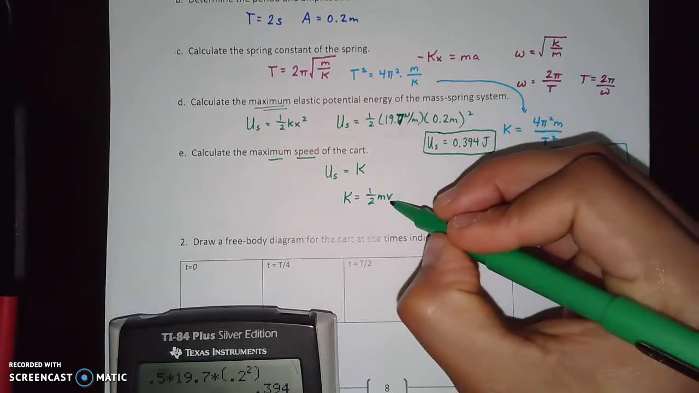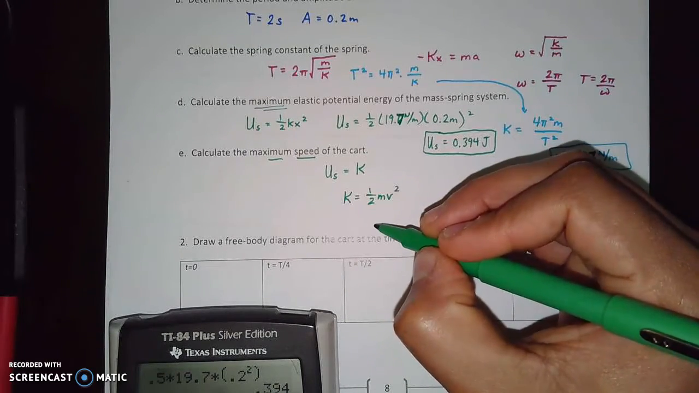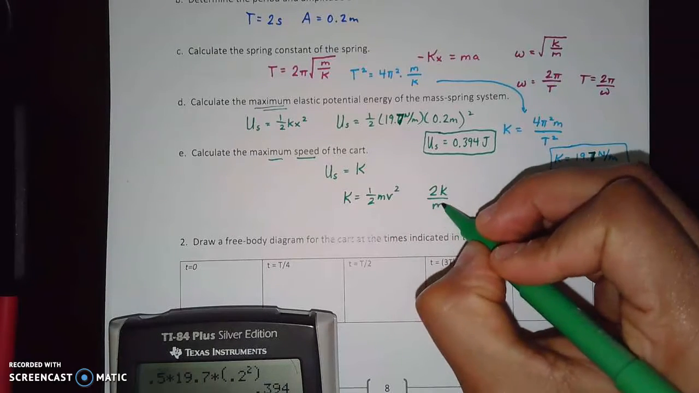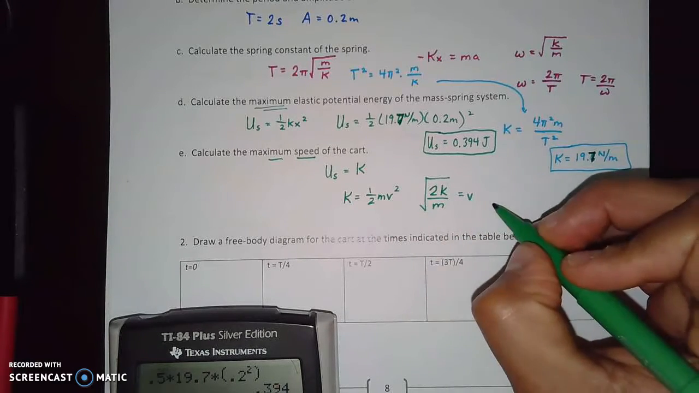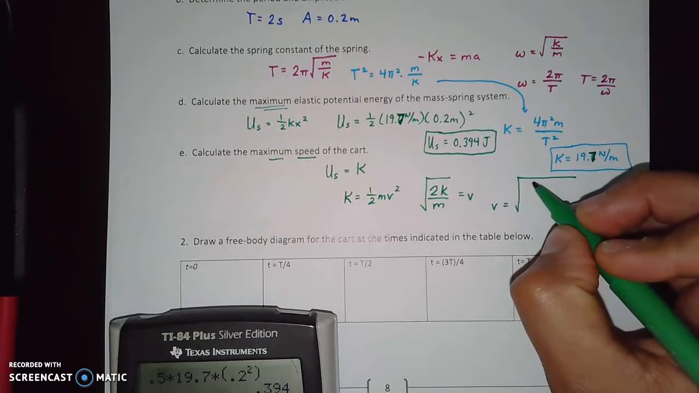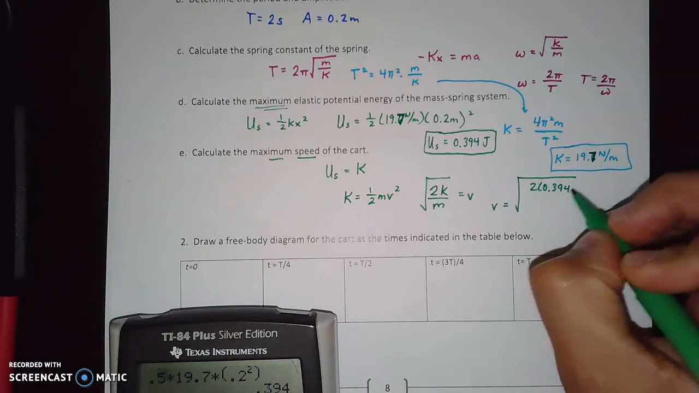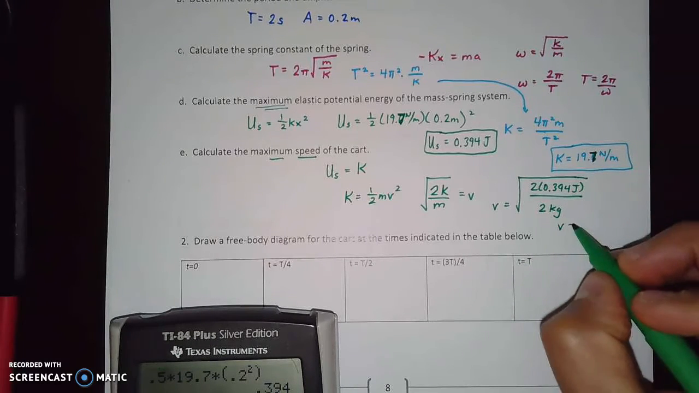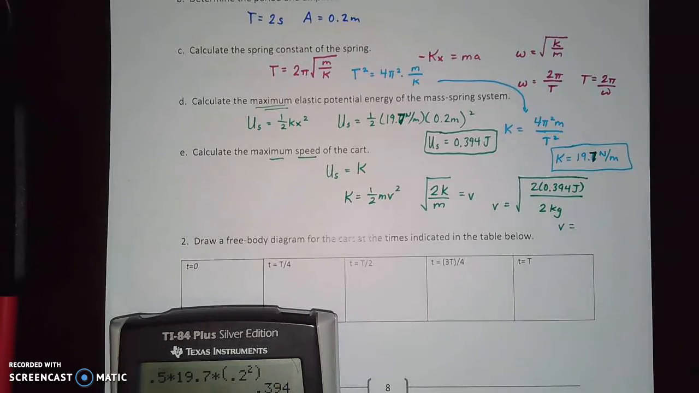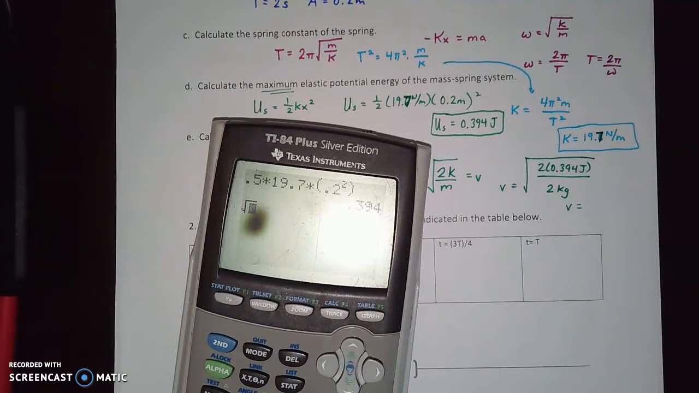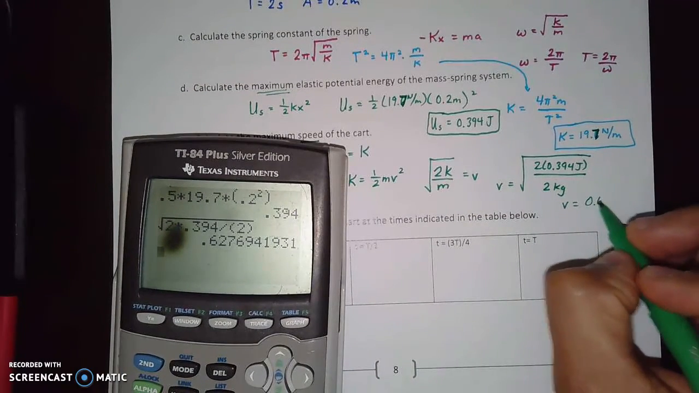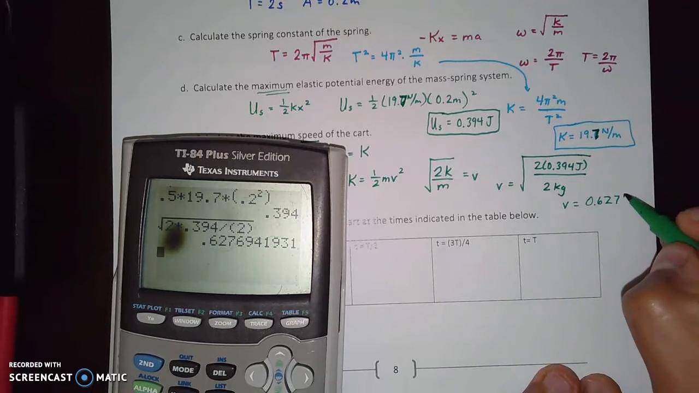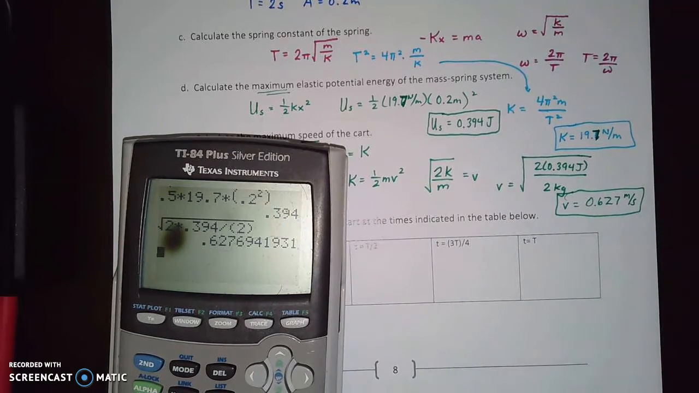So then I can figure out what this maximum speed is by going through and solving. My maximum speed is going to be the square root of 2 times 0.394 joules over 2 kilograms. Or, let's see, the square root of 2 times 0.394 divided by 2. That's 0.627 meters per second. Excellent.